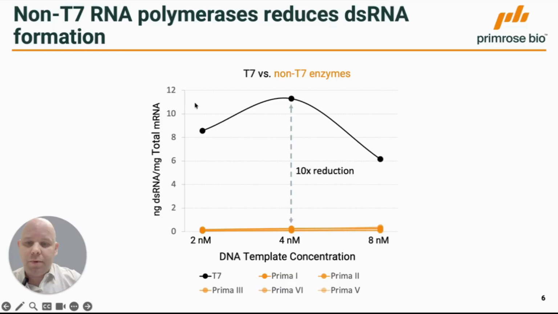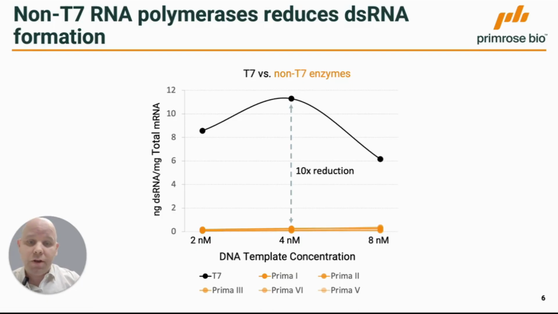Here we have an example where we measured double-stranded RNA per total mRNA generated by T7, in black. You can see we have tested how much double-strand RNA is generated in different in vitro transcription reactions with different amounts of DNA template. There is quite a bit of double-strand RNA generated by T7, but with these non-T7 enzymes, in orange, that we work a lot with in our lab, regardless of the amount of DNA template, we have very little double-strand RNA generated.